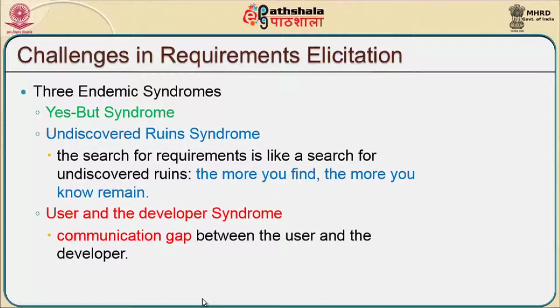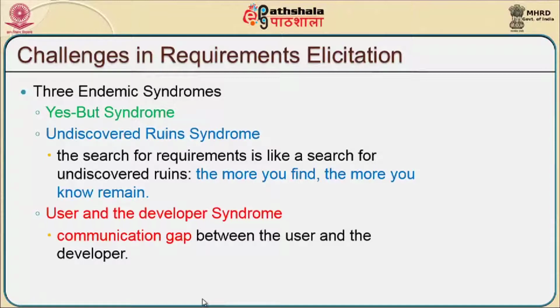Some of the challenges that we might face during this requirements elicitation process are three endemic syndromes. One is the yes but syndrome, where, if you pose a question to the stakeholders, they will come out with an answer of yes, that is what is required, but in a slightly different format. So they are not very consistent about what they exactly require, but they will put it as yes but, so it becomes a syndrome.